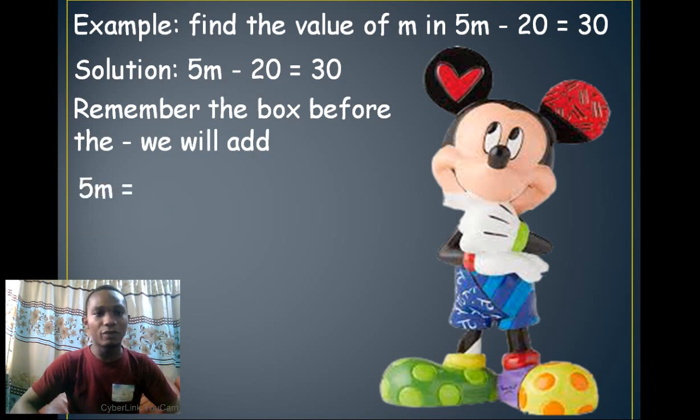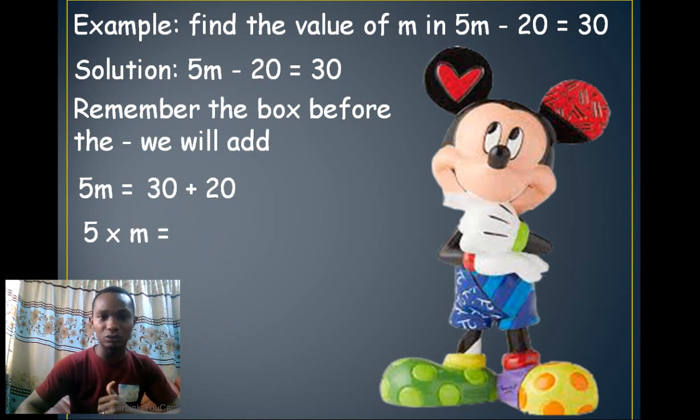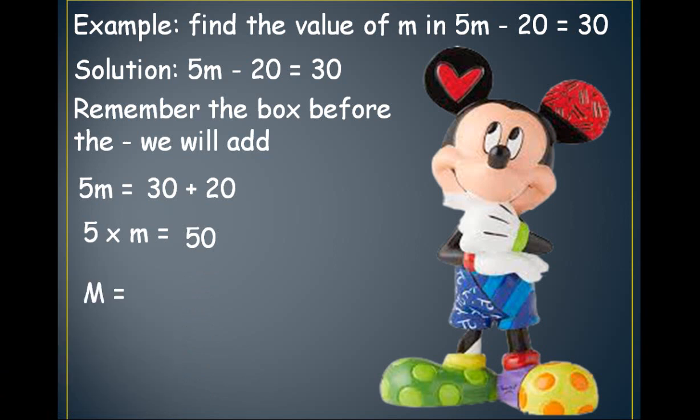Then what do we have? 5m is equal to 30 plus 20, because we have minus right there, right? Then 5m is the same thing as 5 times m from the lesson we had last week, which is equal to 50, right? Then the opposite, we have m is equal to 50 divided by 5, because the opposite of multiplication is division. Then 50 divided by 5 gives us 10.